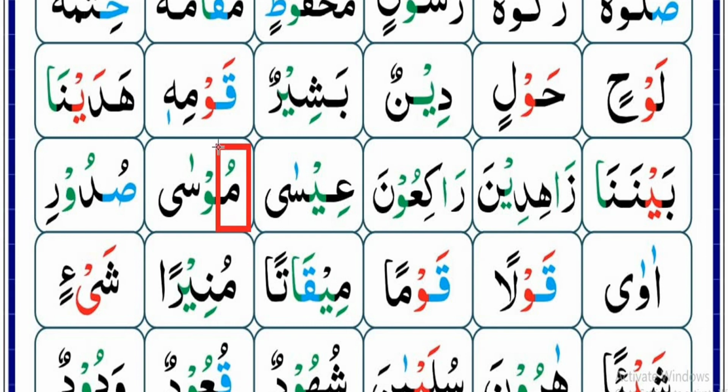And here it is mim waw dhamma mu, sin standing fatha sa, Musa. Again two sounds will be stretched. There are only two sounds and both will be stretched. Mu because of waw madda and sa because of that standing sign on top of sin again. So Musa, and one more time that last letter ya is silent because it has no sign on top of it.